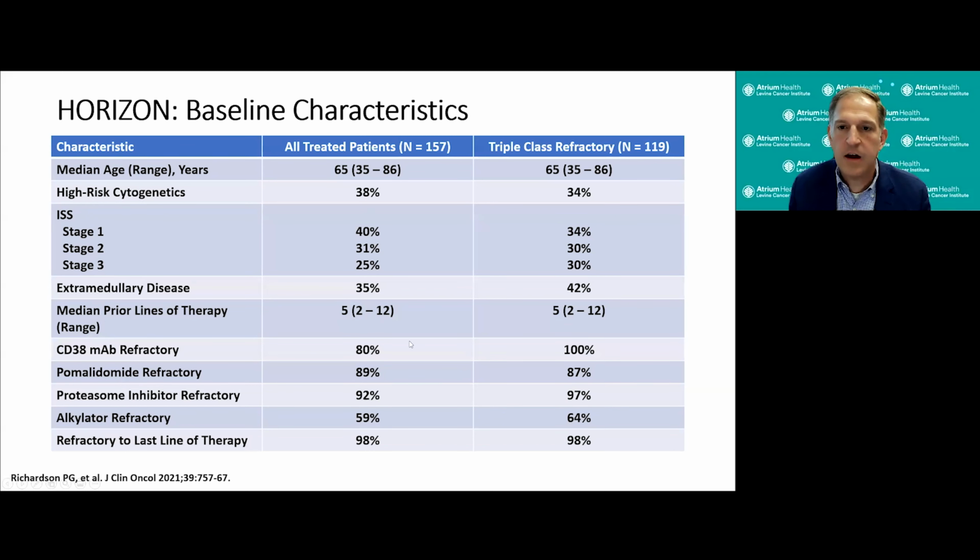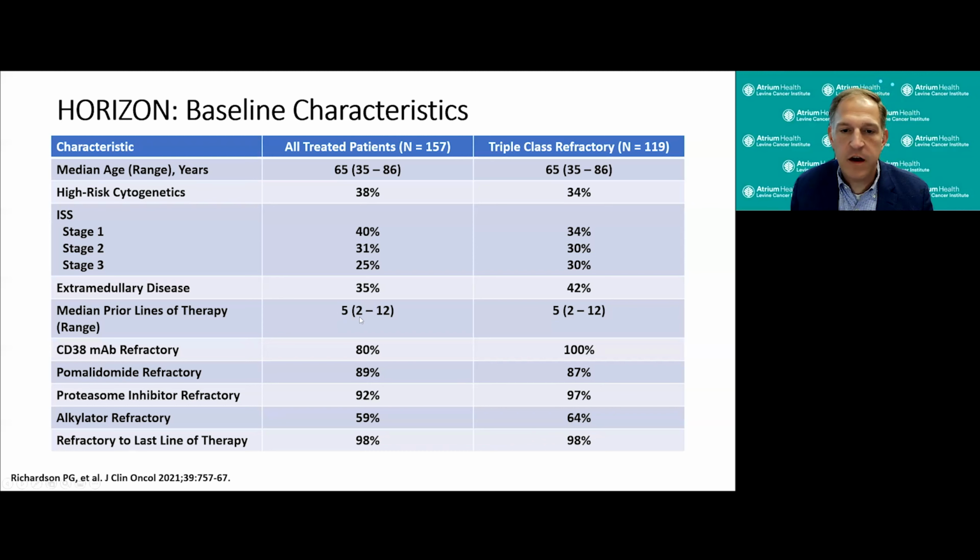So these are the baseline characteristics of the patients, and it's broken down by all the patients treated on the study, which is 157 myeloma patients, and those that had what we call triple class refractory disease, specifically disease that had become refractory to a CD38 antibody, a proteasome inhibitor, as well as an immunomodulatory drug. High-risk cytogenetic patients were well represented. Over a third of the patients had high-risk cytogenetics. About a quarter to a third of patients had stage 3 disease. They actually had a fairly high number of patients with extramedullary myeloma. This is myeloma that had grown outside of the bone marrow.